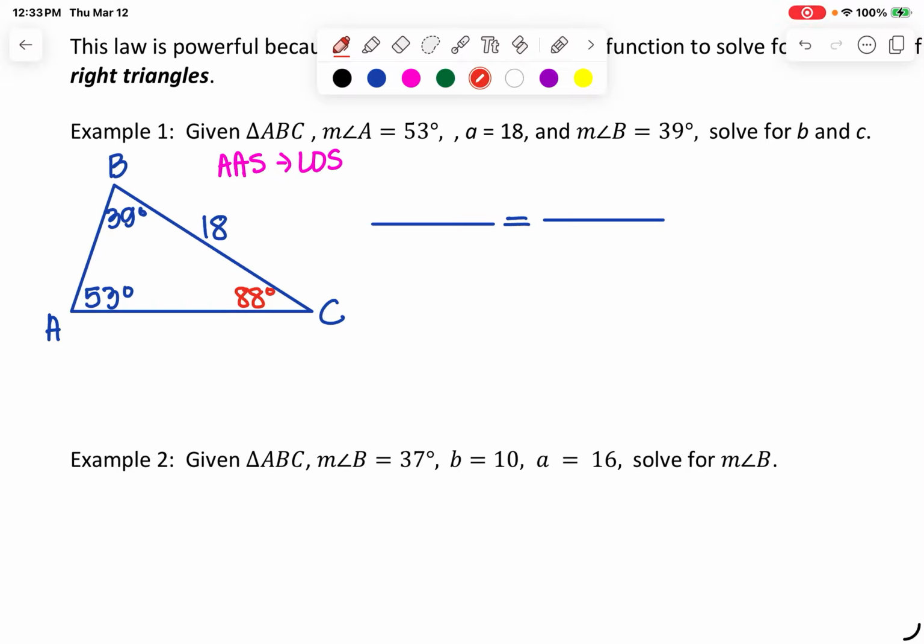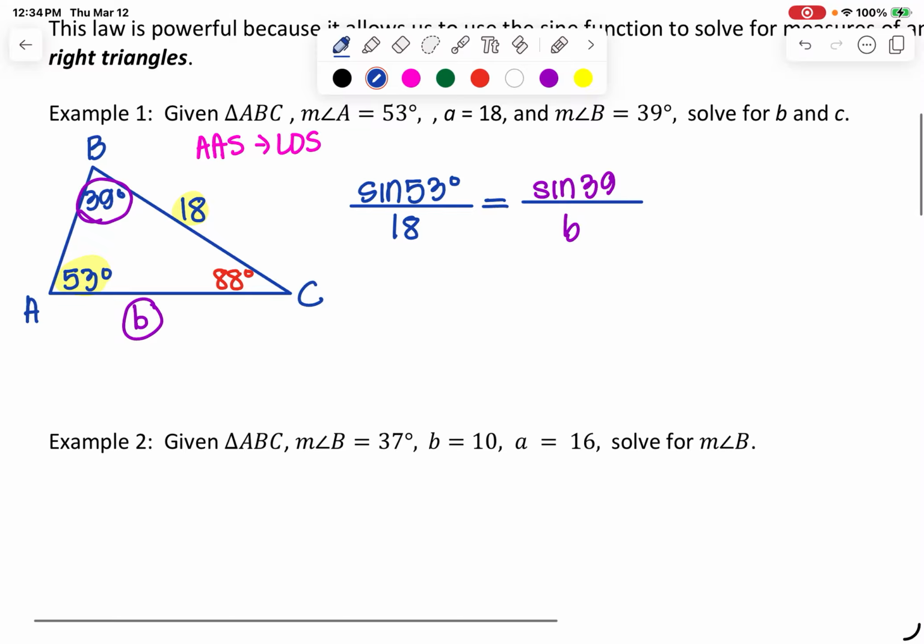All right, so now I'm going to use the law of sines. The first ratio that I always do is the ratio of an angle and its opposite side that I do know. So this is that ratio that I do know: sine of 53 degrees over 18. And then now I need to see what I'm looking for. I'm looking for side B and side C, so it doesn't matter which one we do first. I'll do B first. So that's going to be sine of 39 over side B. And now, easy peasy from here, it's just cross multiplication because this is a proportion.